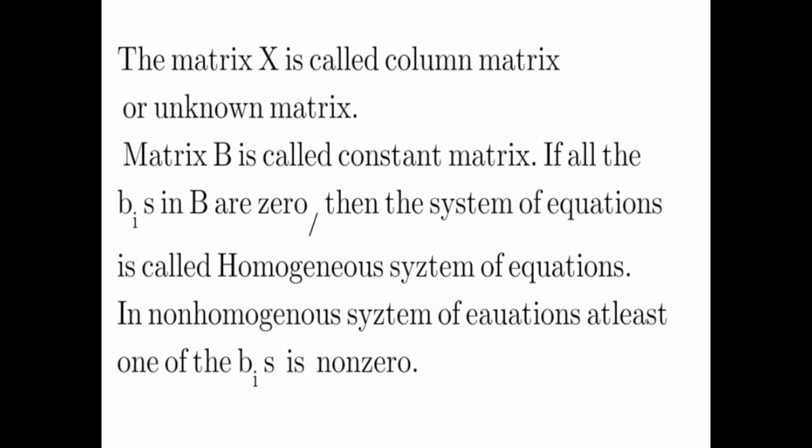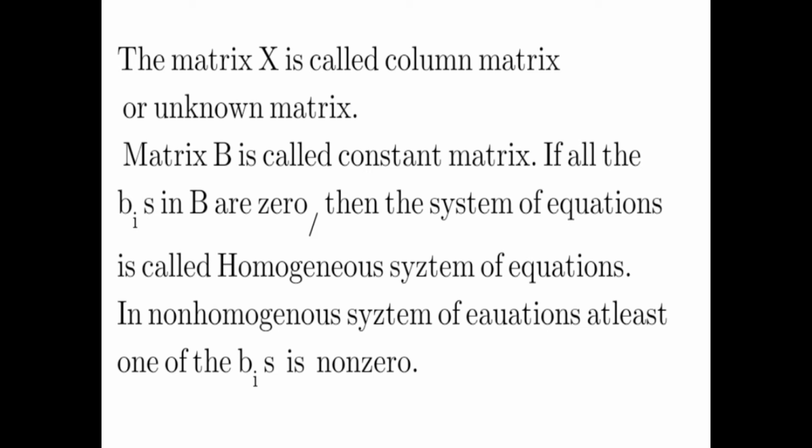Another point is, if in the constant matrix B, all the Bi's are 0, that is B1 is equal to 0, B2 is equal to 0, and so on, then the system of equations is called a homogeneous system of equations. In other words, the matrix form can be written as AX is equal to 0, where 0 denotes the null matrix with all values 0.